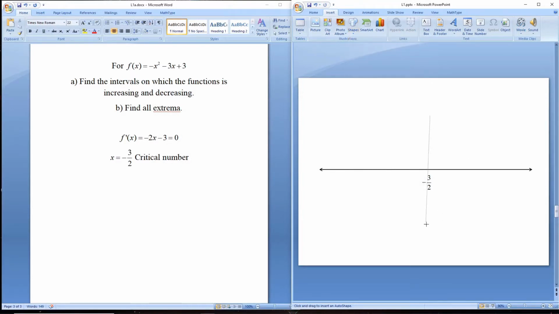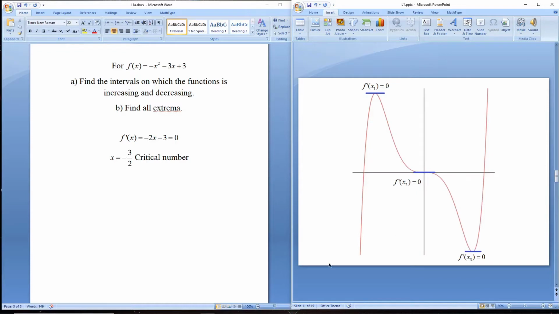And this minus 3/2 splits this into two regions. We have the region that's to the left of minus 3/2, and we have the region that's to the right of minus 3/2. And I want to bring up this function again here.